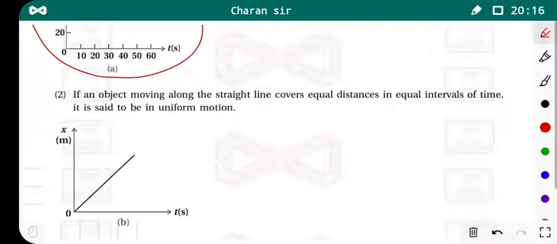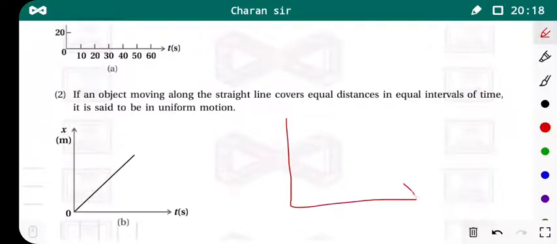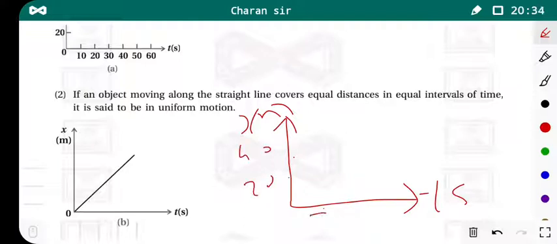Now the second case, when it is moving with constant velocity in the positive direction. We take the same example. On the y-axis we take the position in meters, and on the x-axis we take the time in seconds. Now we take the same scale. Okay, this is 5, 10 and 15. So in the first 5 minutes our object covers 20 meters, then in the second interval, 10 minutes, it covers 14 meters, then at 15 minutes it covers 16 meters.